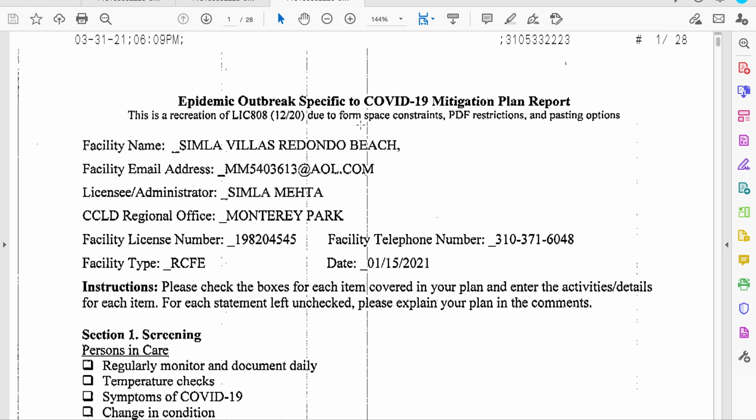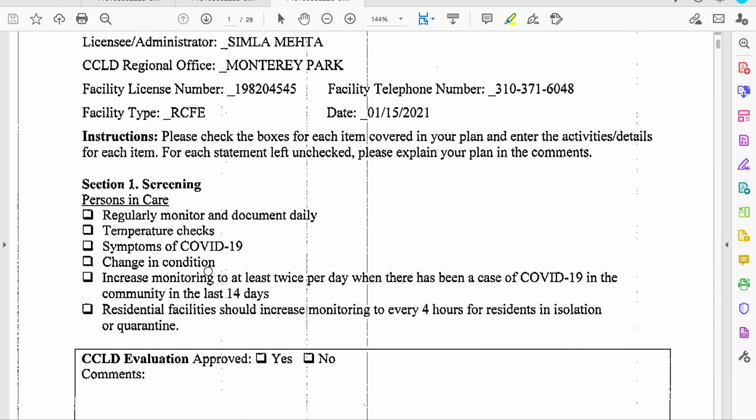My name is Kavish Mehta, and today we are going to be going over the COVID-19 Mitigation Plan Report. We are going to begin with screening.